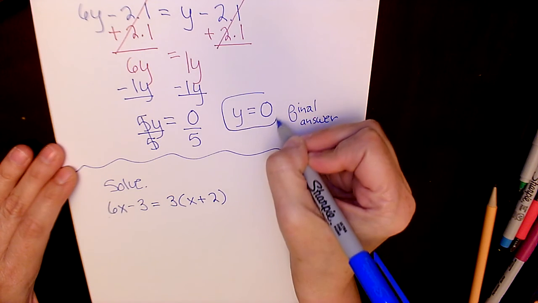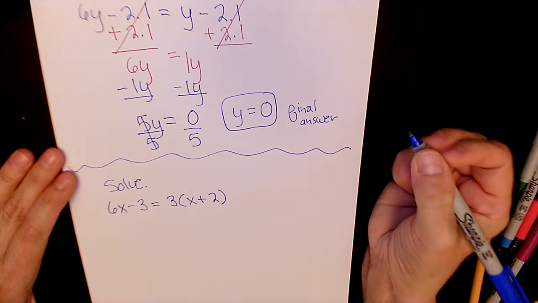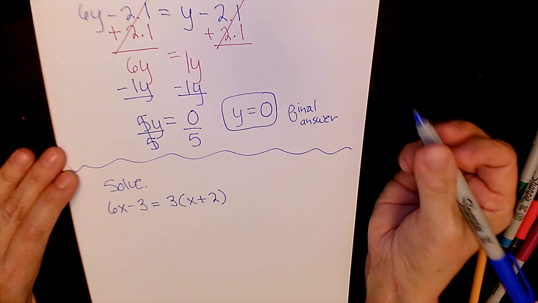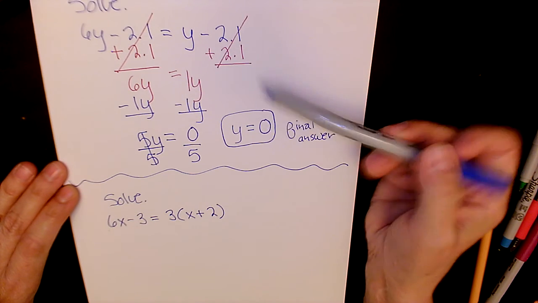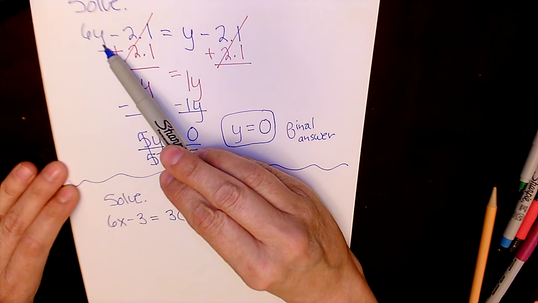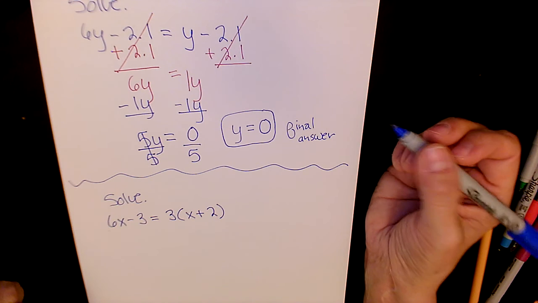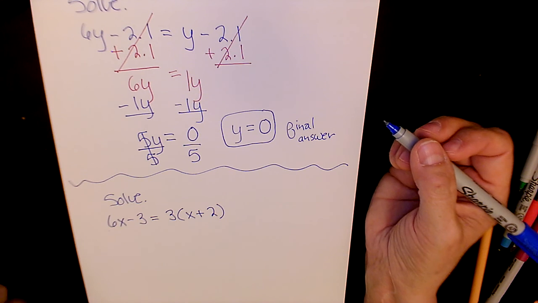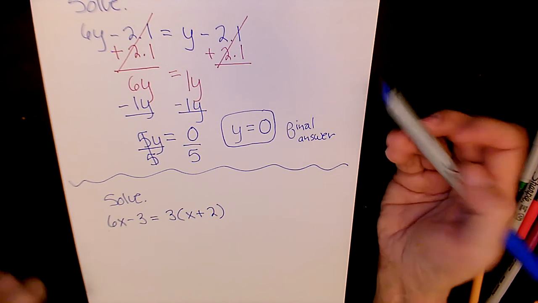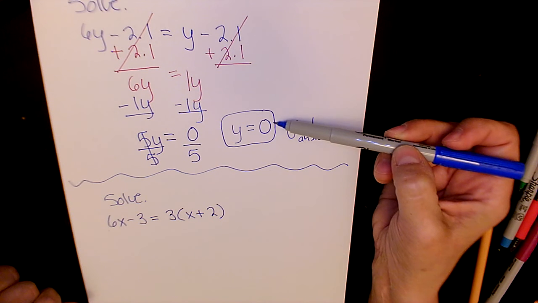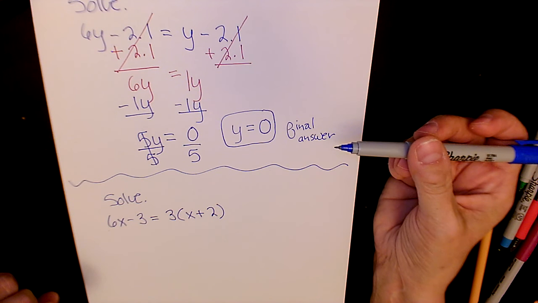And if you want to check it, you can take the 0 and plug it in for y here and here. And I am certain that both sides will come out to be equal, so I am positive that y equals 0.